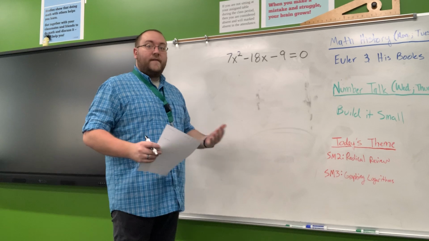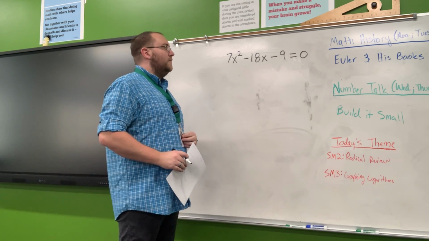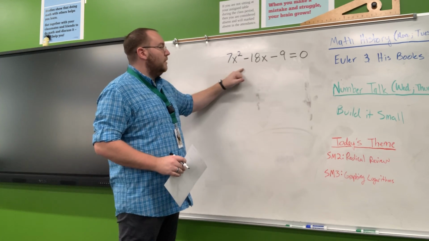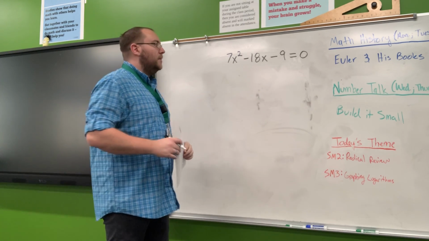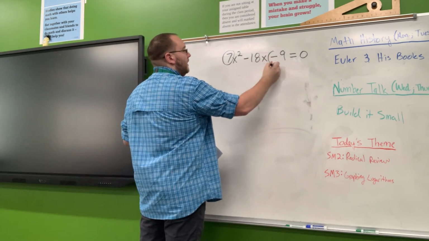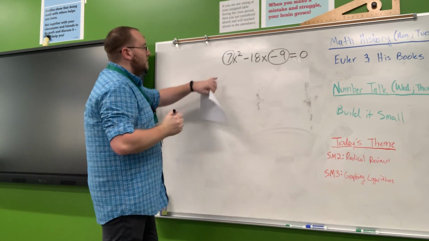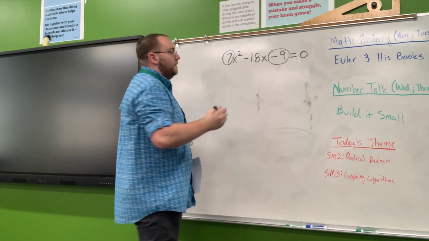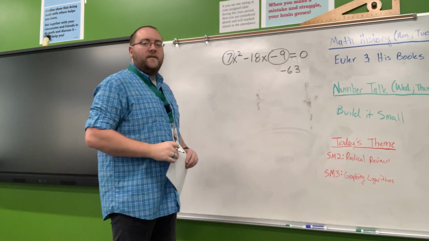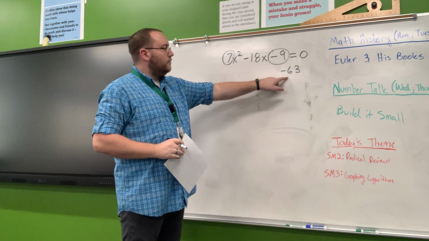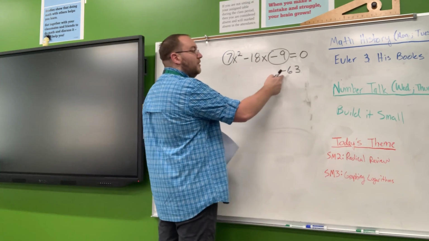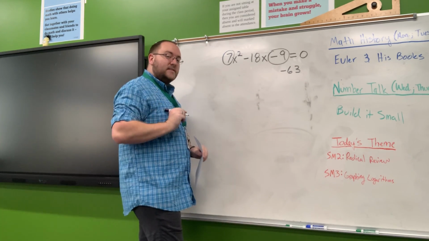Now, solving by factoring, right, that kind of tells us we need to factor first. So we're going to factor this side right here. All right, so remember our AC method. We're going to take A, the leading coefficient, and multiply it by C, the constant. So 7 times negative 9 is negative 63. All right, we want to find factors of negative 63 to add to negative 18. Okay, and now it's negative 63, so one of your numbers has to be negative.